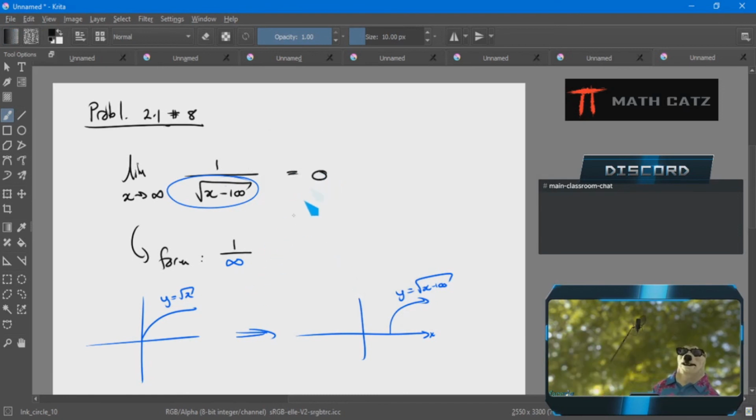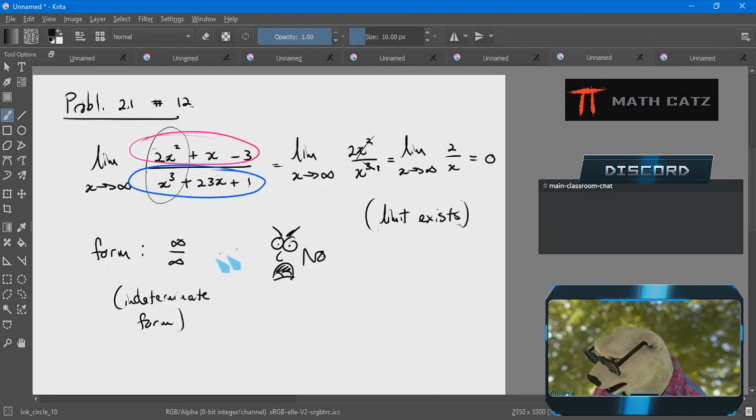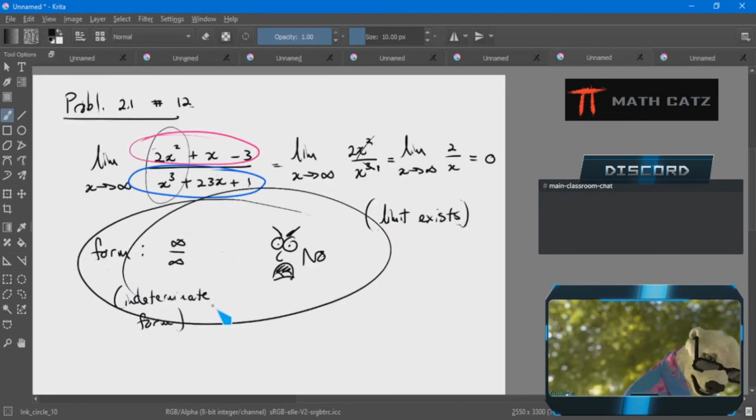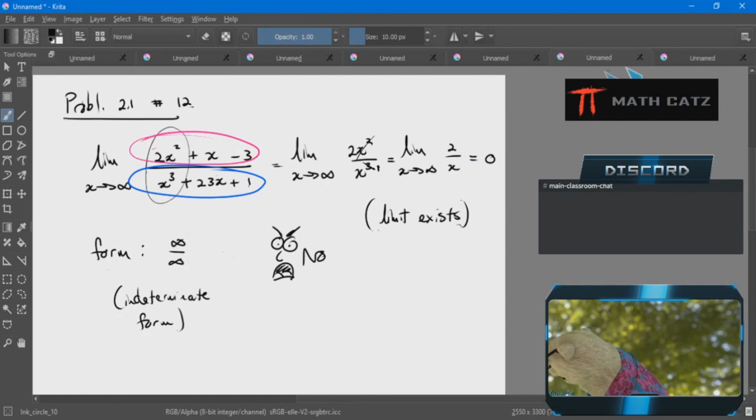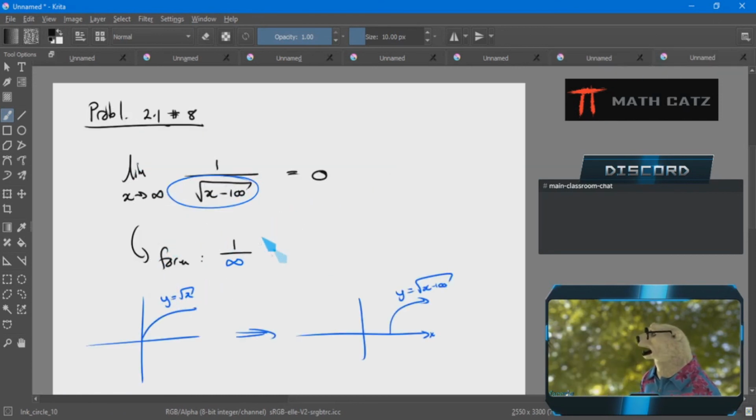I don't need to know the details of this function. It's not a rational function. Who knows what this looks like? I don't know, and I also don't care. By looking at the pieces separately, very often, not always, but very often, it can shed some light on how the whole thing behaves.